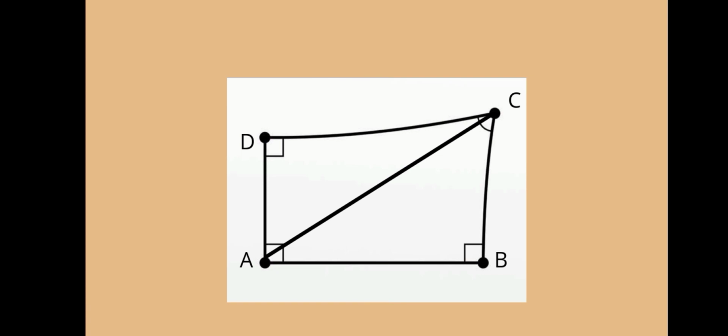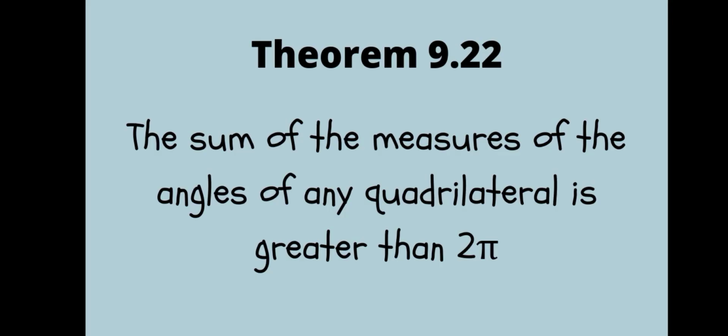A quadrilateral can be divided into two triangles where, based on Theorem 9.21, we have proved that the sum of the angles of any triangle is greater than pi. So, obviously, the sum of the angle measurements of two triangles is greater than 2 pi. Through this, we have proved Theorem 9.22 that the sum of the measures of the angles of any quadrilateral is greater than 2 pi.